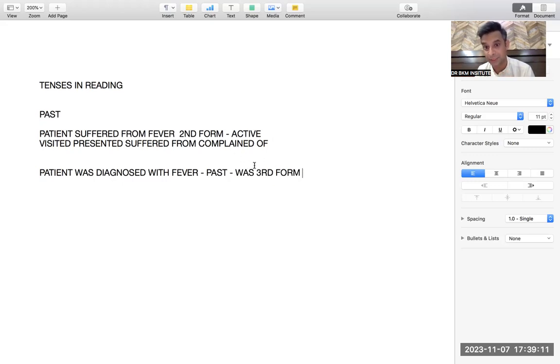The tense is the same. So when you say patient suffered from fever, or patient was found with, or patient was diagnosed with, or patient was suspected with, all these are past only. They are exactly the same tense, and the only difference is active and passive. So that is what you should know when it comes to grammar.